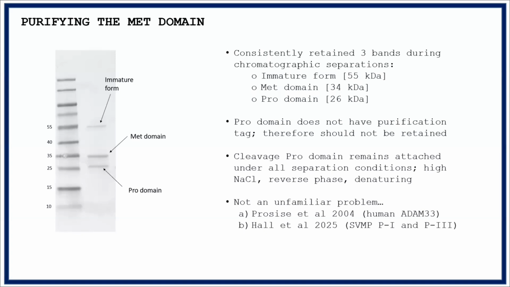It's not a completely unfamiliar problem. In the recombinant expression of human ADAM33, it was evidenced, and much more recently for SVMP recombinant expression of native toxin sequences. And so whilst I'd love some input on ways that we might obtain this elusive pure met domain, I guess at this point, does it matter? And that is really dependent on what we're going to be doing with the protein downstream.